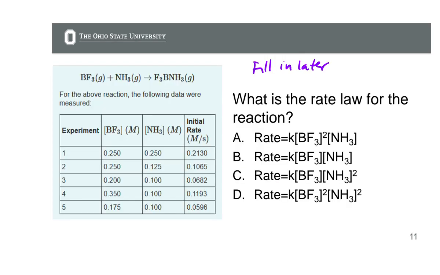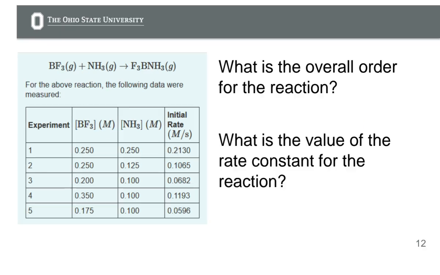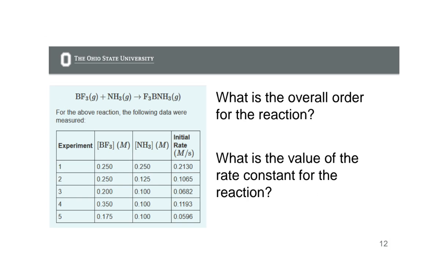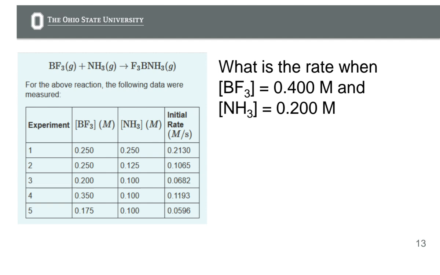And then this is one more example. Again, I'm going to fill this in later. I like this problem because you have 5 experiments to choose from. Okay, so you can pick which ones make the most sense to determine the orders with respect to BF3 and NH3. Okay, gives you some options for rate law, then to determine the overall order for the reaction, and then calculating the rate constant. Okay. Like I said, I'll fill that in. All right, so let's go on.